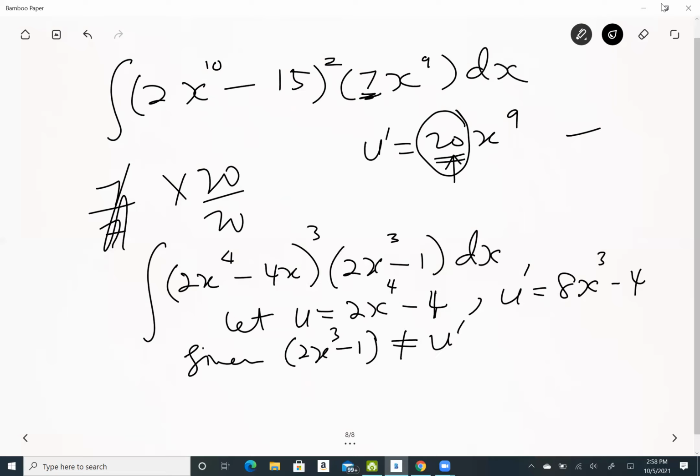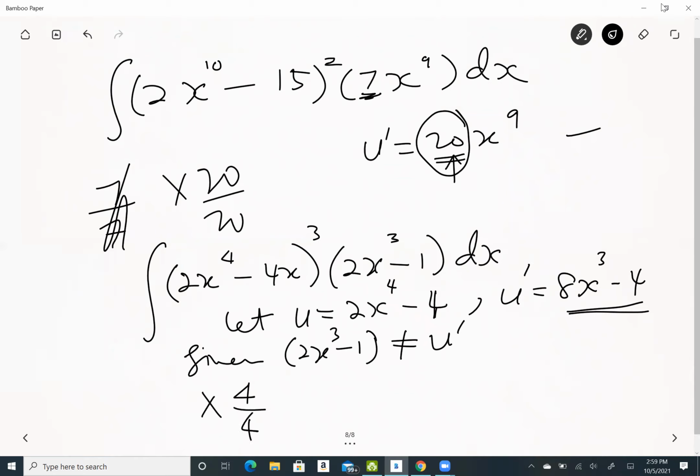Okay, what do we do? You multiply by what, in order for you to get it right? 4/4? You multiply by 4/4. Okay, so you need 8x minus 4. You've got 2x cubed minus 1. So in order to do that, you multiply by 4. But you cannot just multiply by 4. You have to multiply by 4/4. So you multiply by 4/4.